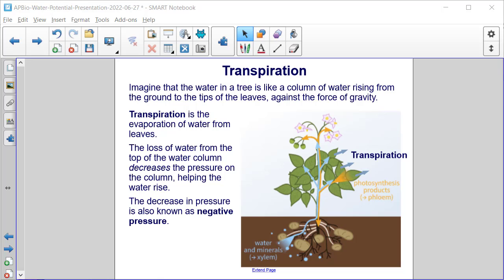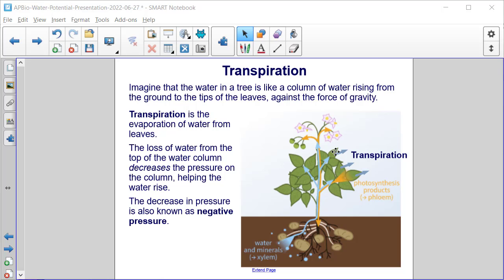Transpiration. Imagine that the water in a tree is like a column of water rising from the ground to the tips of the leaves against the force of gravity. Transpiration is the evaporation of water from the leaves. The loss of water from the top of the water column decreases the pressure on the column, helping the water rise. The decrease in pressure is also known as negative pressure.